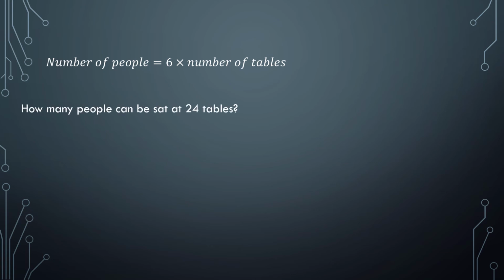So what we might want to know is, if we consider the tables we've just looked at there, how many people can we sit at 24 tables? Okay, so we're having some kind of reception or dinner. There are 24 tables available to us. How many people can we invite to this? Or if there are 72 guests coming, how many tables will we actually need?